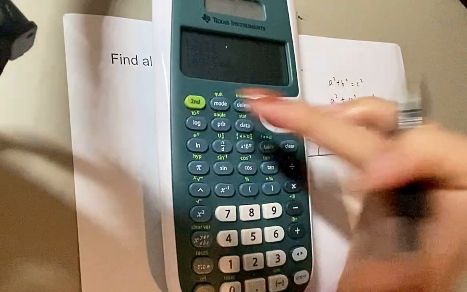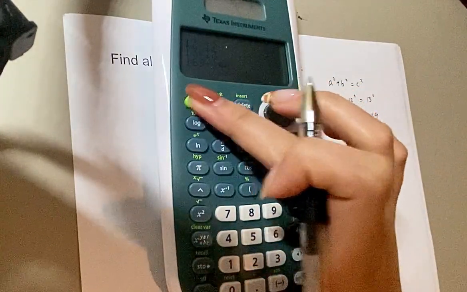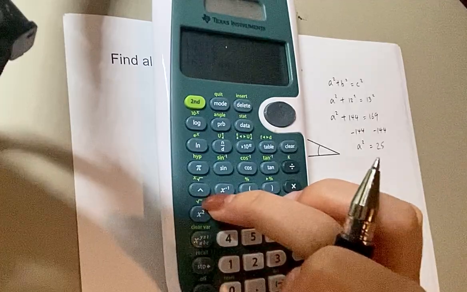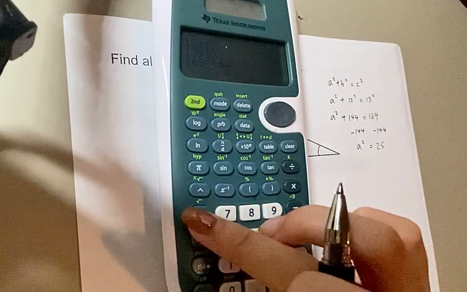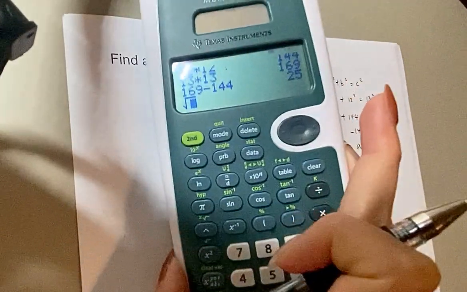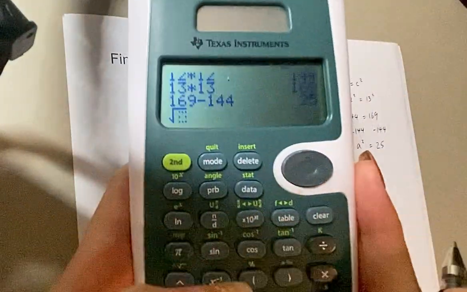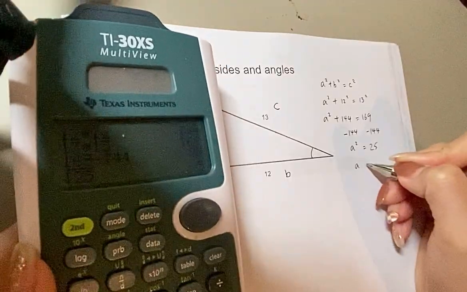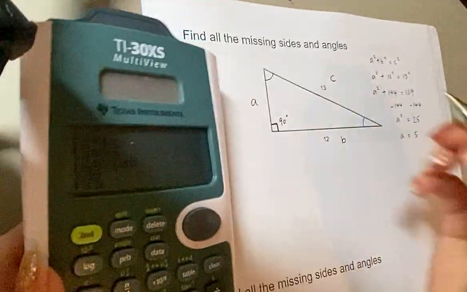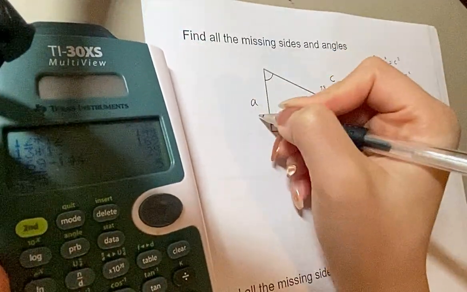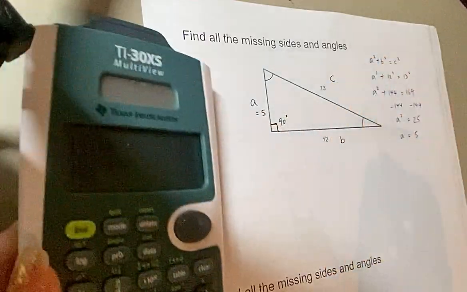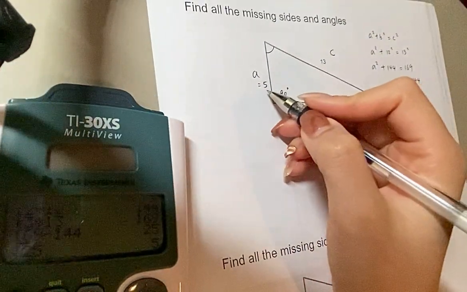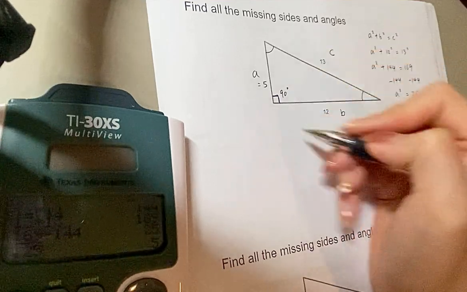So the square root command is press second, and you can see the square root sign up there. So we press this one to get the second. You can see it right here. And we should put 25, and we will get 5. So a equals 5. And now we have this side, and we have this side, so we have all three sides now.